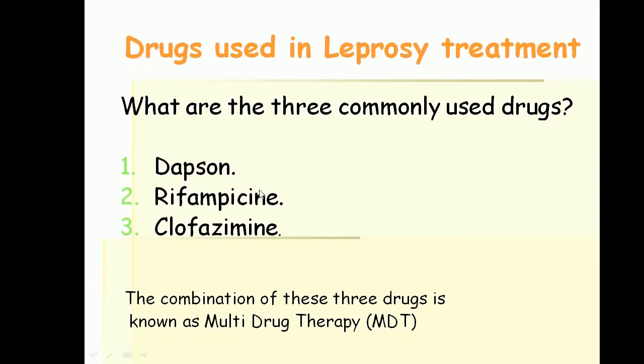Usually, three drugs are used to treat leprosy: dapsone, rifampicin, and clofazimine. The three are used together in different regimens.